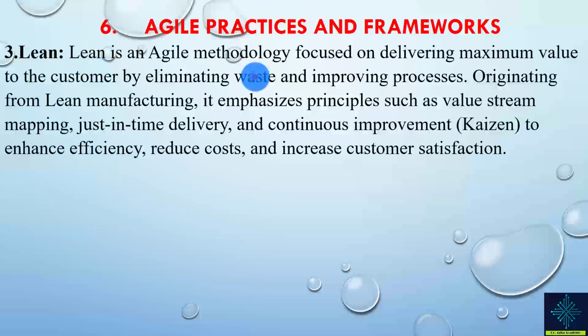Lean is also an agile methodology focused on delivering maximum value to customers by eliminating waste. What we mean by lean is making thinner, or making less. So we make the waste less, whether in production or waste in time, and improve the processes by eliminating unnecessary work or unnecessary processes. It originates from lean manufacturing, and it emphasizes principles such as value stream mapping, just-in-time delivery, which is actually a trademark of Toyota, or JIT, and continuous improvement, Kaizen, to enhance efficiency, reduce costs, and increase customer satisfaction.